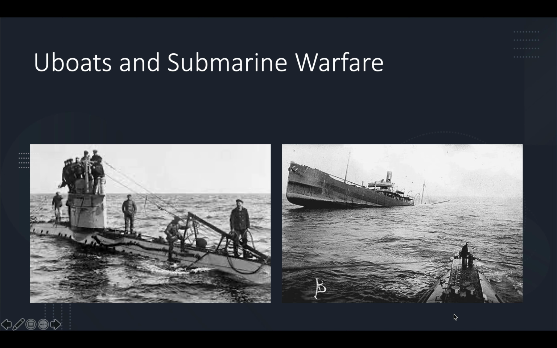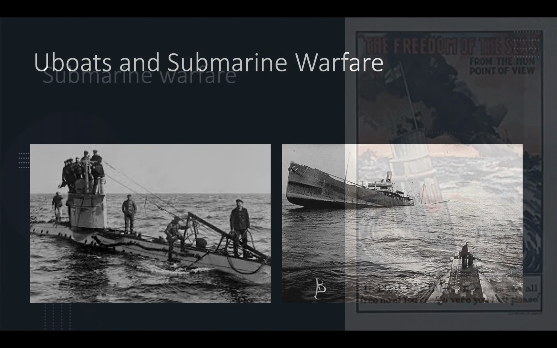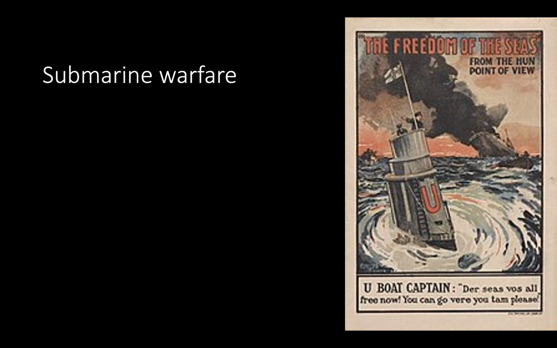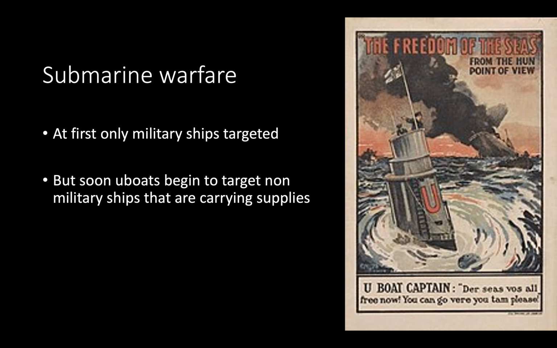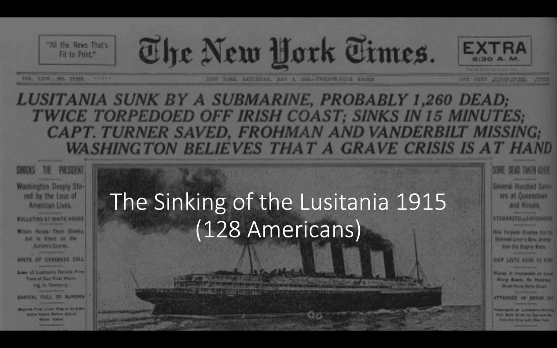So Germany may not have as many ships as Britain, but it has a lot of U-boats, these submarines here. And these are very, very effective at attacking and destroying ships. Now, at the beginning of the war, submarine warfare is mainly at military ships. So ships in the British Navy, ships in the French Navy. However, soon, U-boats begin to target non-military ships because the calculation is these non-military ships are carrying supplies, weapons and guns and things like that, which help the Allies fight. Now, this is understandable why the Germans did this, but it's a problem.